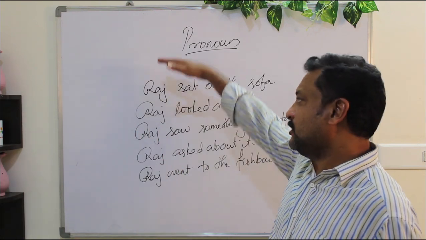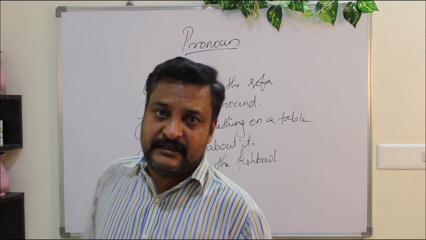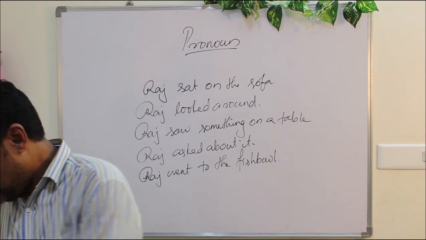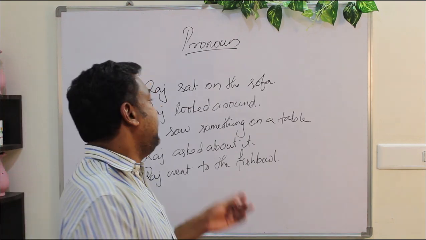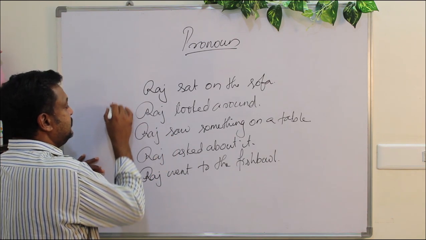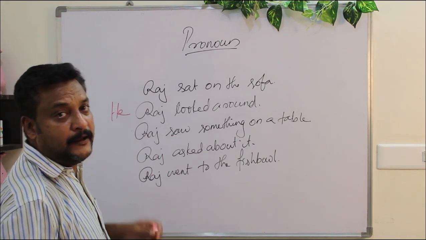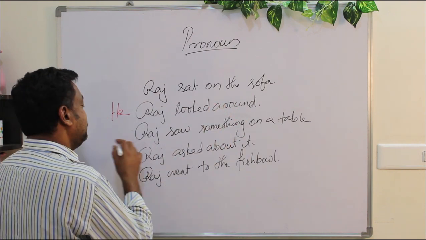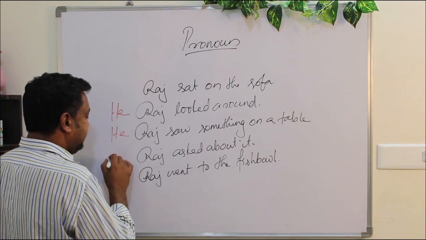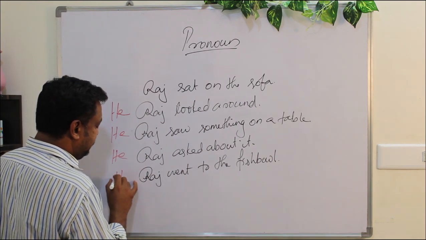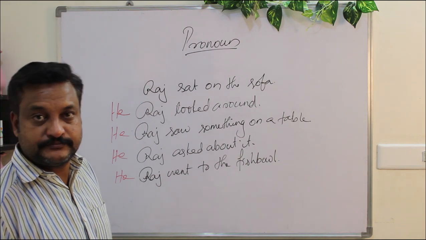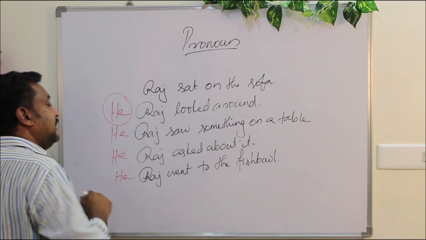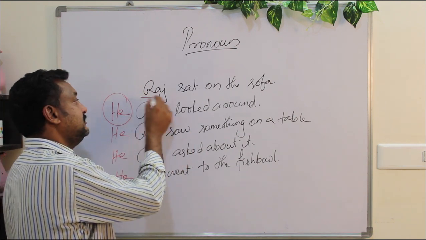But is it good to repeat the same word again and again? Every sentence, Raj, Raj, Raj. So, when we have to repeat names, we will use what? He. Raj sat on the table. He looked around. He saw something. He asked about it, and he went to the fish bowl. Okay, so he is a word that we use instead of a noun.